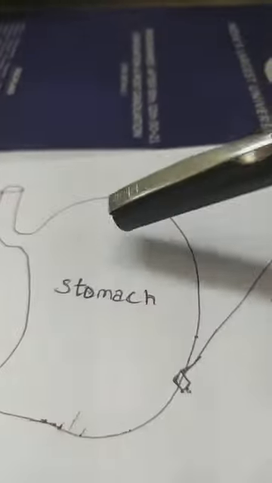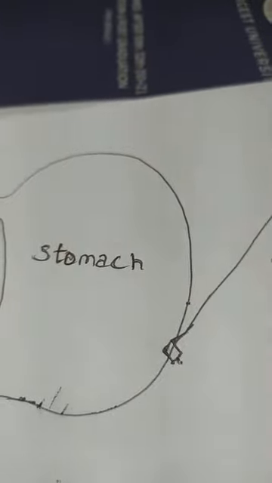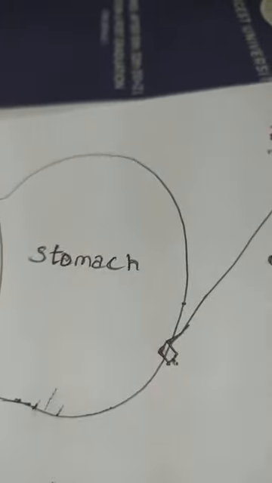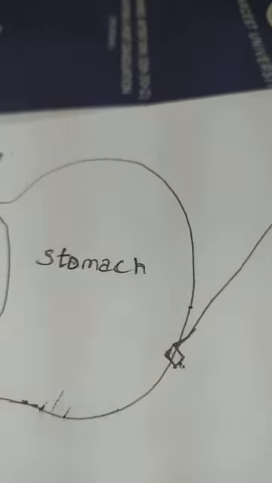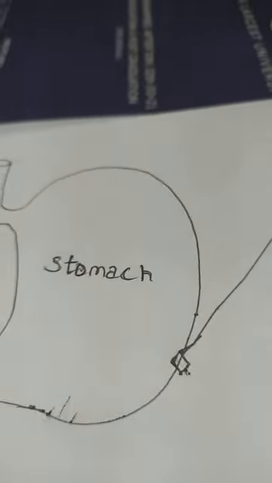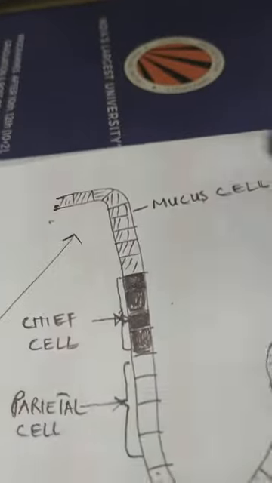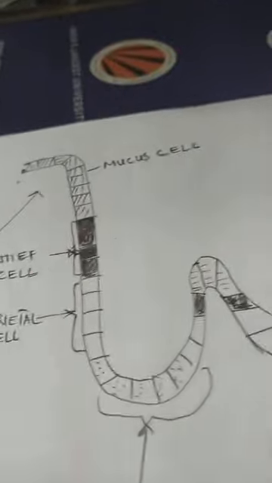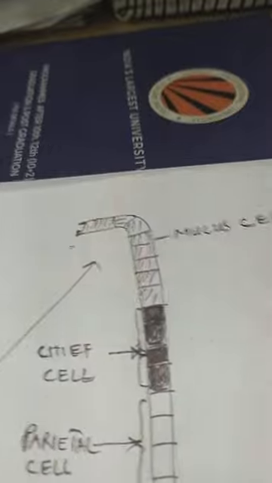On the lining of our stomach, we have millions and millions of exocrine glands, and we have 2 types of them: our gastric gland and our pyloric gland. These glands are composed of 4 important types of cells. We have our mucus cell, chief cell, parietal cells, and G cell. Let's see each one of these cells and their function.